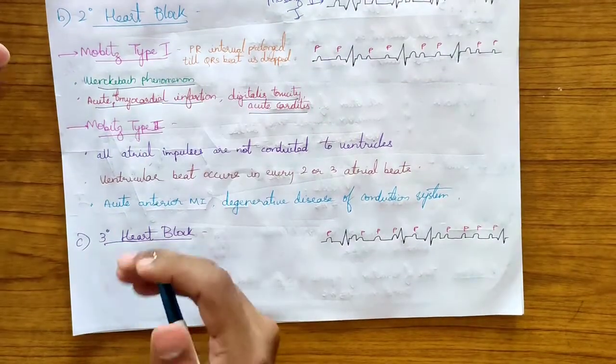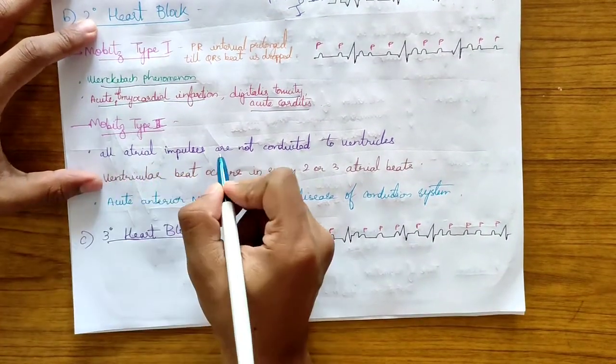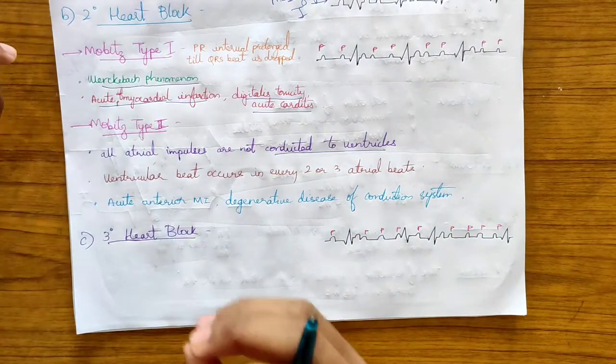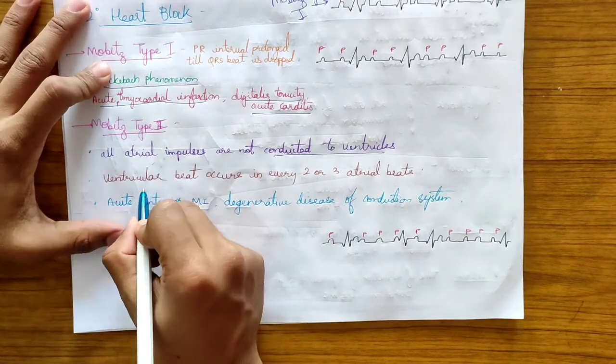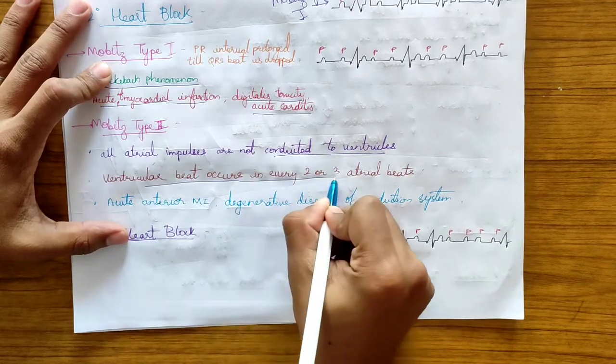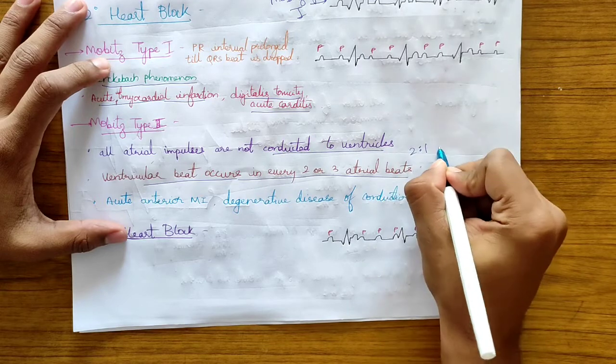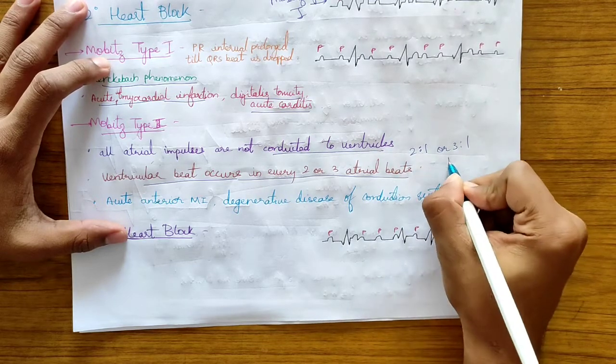The next one is Mobitz type 2. All atrial impulses are not conducted to the ventricles in this type of heart block. In this, the ventricular beat occurs after every 2 or 3 atrial beats. Therefore, it's also called the 2:1 or 3:1 heart block.